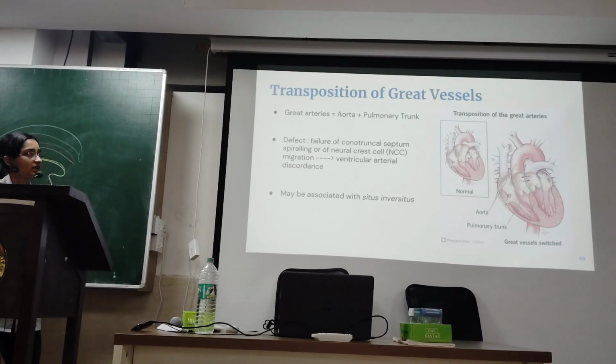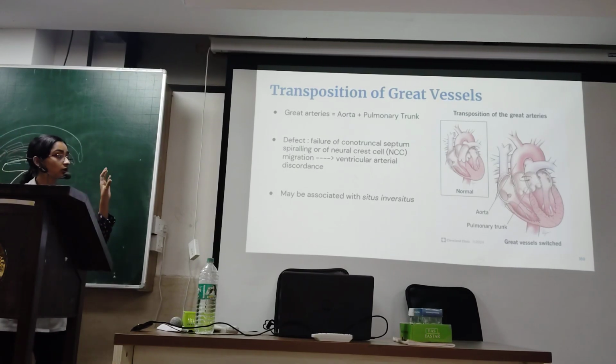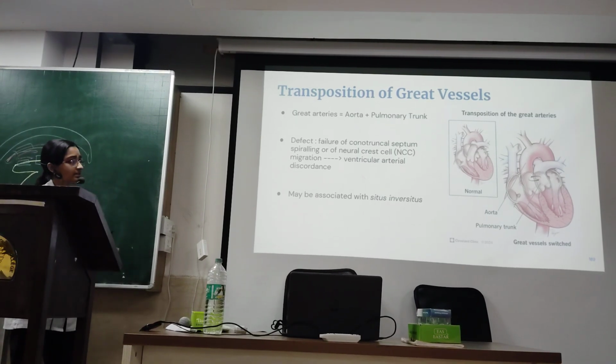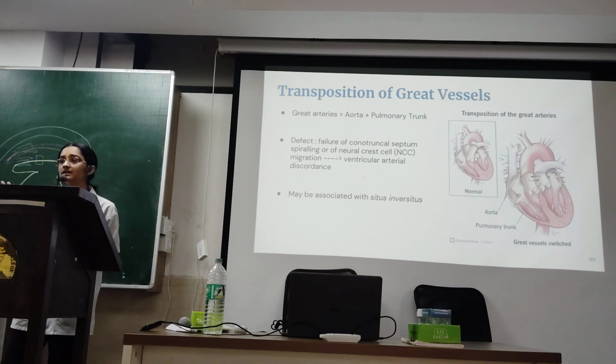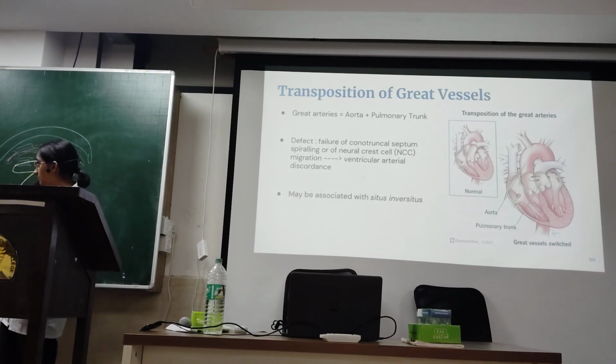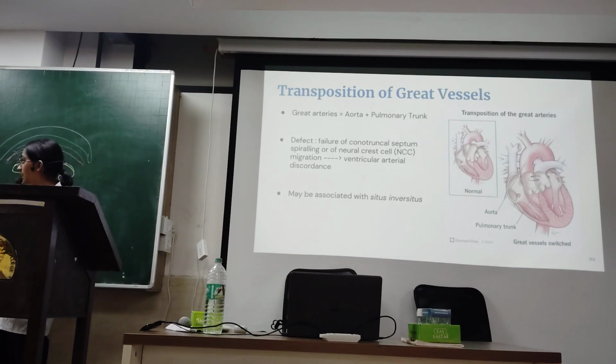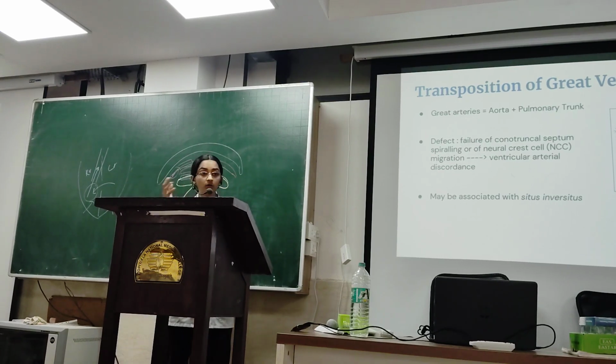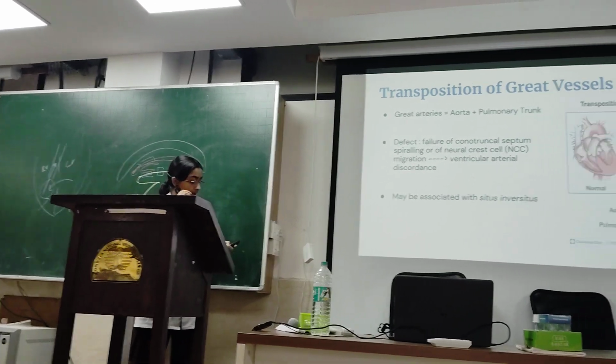Moving on, we have the transposition of great vessels. Great arteries involve the aorta and pulmonary trunk. And when there is a defect in the conotruncal septum spiraling or in neural crest migration, it can result in a ventriculoarterial discordance, which basically is to say that your right ventricle has to open into the pulmonary trunk and your left ventricle has to open into the aorta. However, because of this defect, the right ventricle now opens directly into the aorta and your left ventricle is going to be opening into your pulmonary trunk, which is a problem.